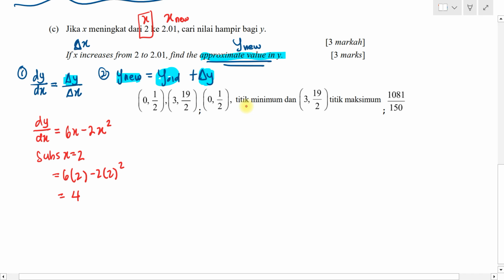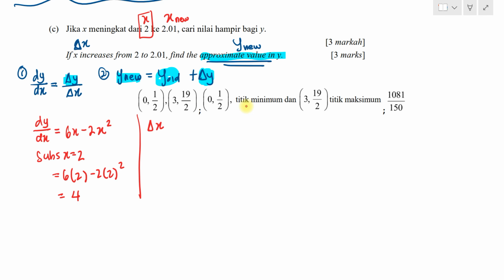So we are ready with dy dx. Are we ready with delta x? No, I didn't find it yet. Oh, we already got delta x. Okay, first step is this one, second step is this one. Delta x is take the new value minus the old value. So you get 0.01. Okay, third step, find the change in y.